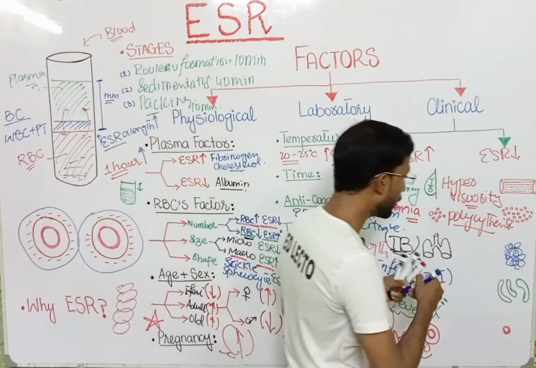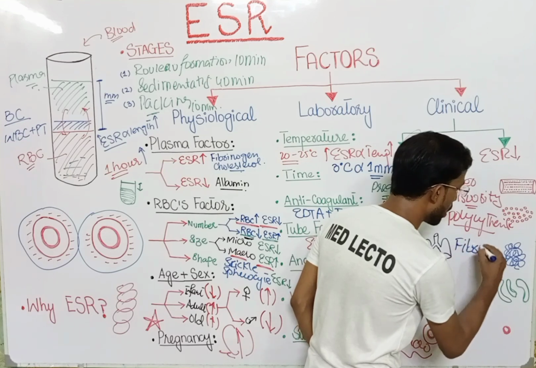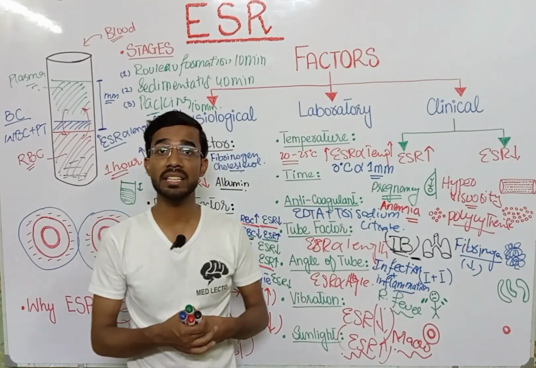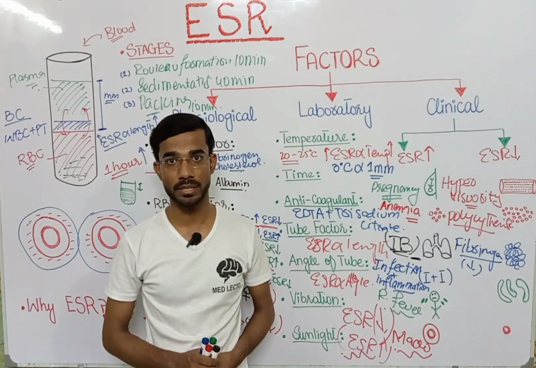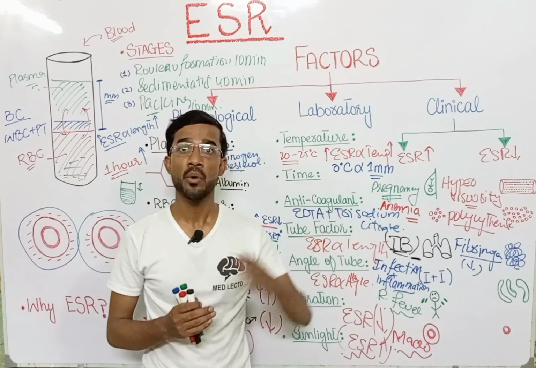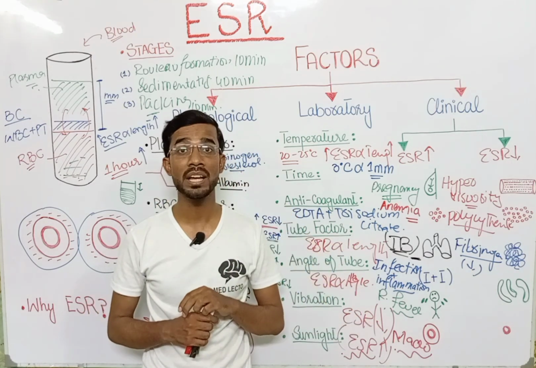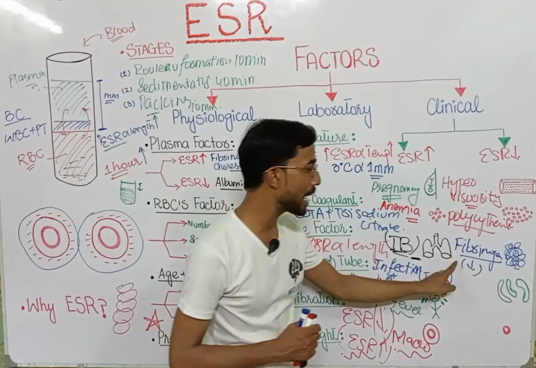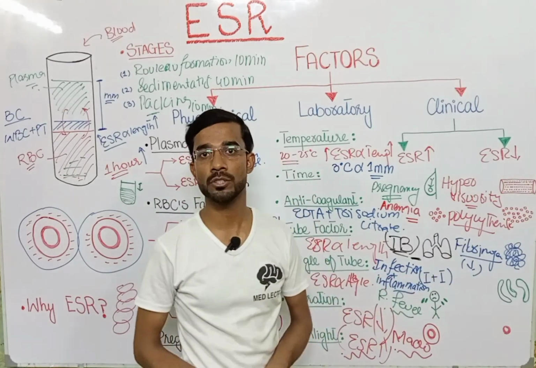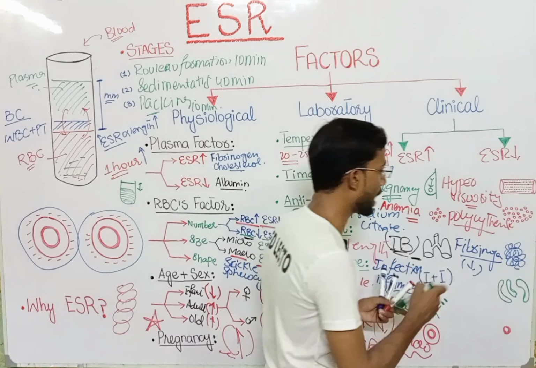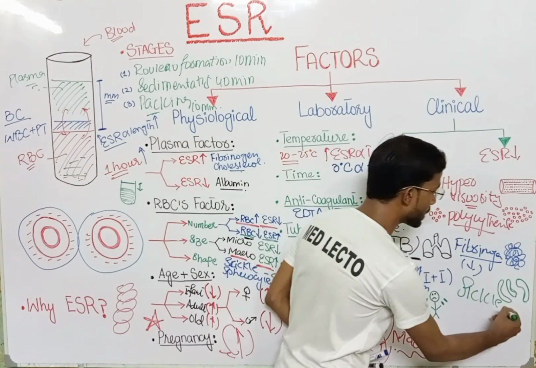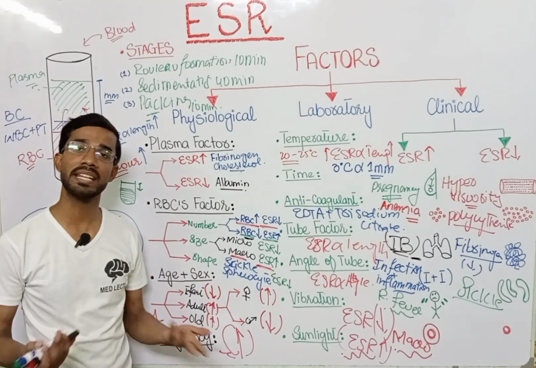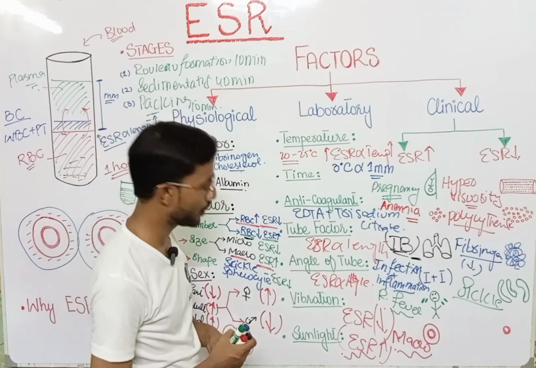Next, low fibrinogen. When the fibrinogen becomes reduced in our body, there is no factor that will mask the negative charge of the RBCs, and due to this the RBCs will settle slowly. Why? Due to the repulsion of the negative charge between the RBCs. So that's why when fibrinogen is reduced, the ESR will also be reduced. Next is sickle cell, which we have already discussed, that the abnormal sickle shape will also hinder the settling of the RBCs, and that's why the ESR will be reduced.